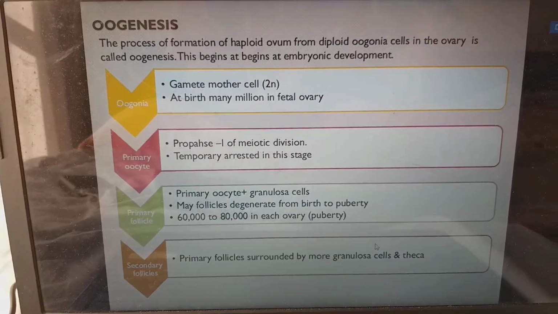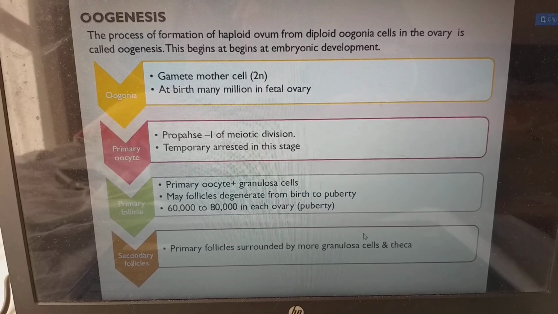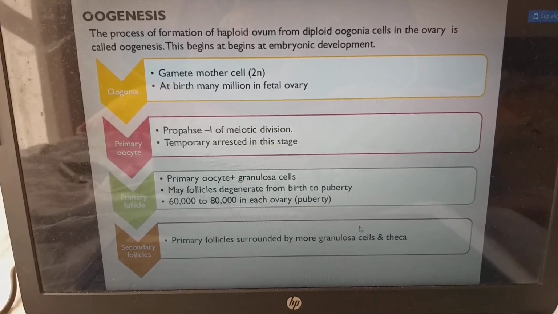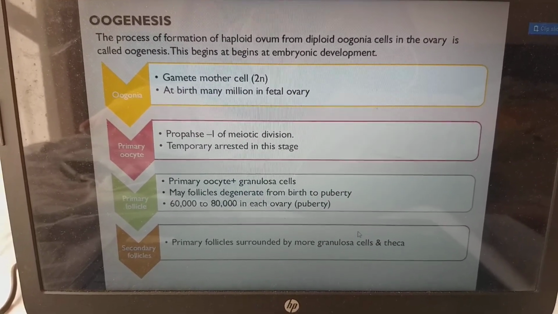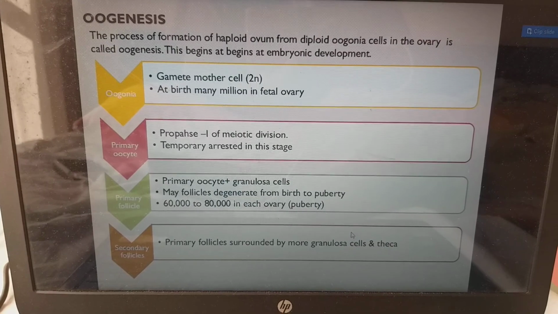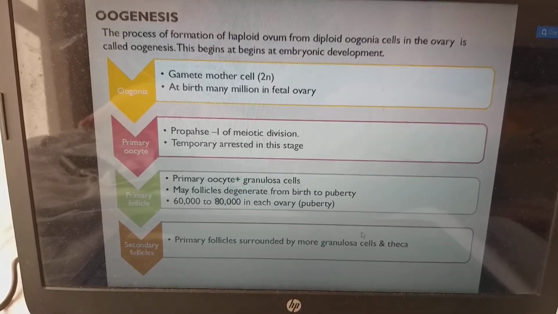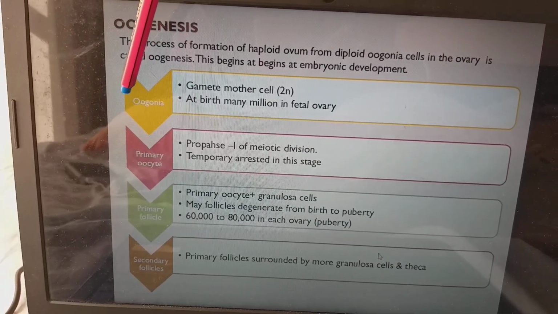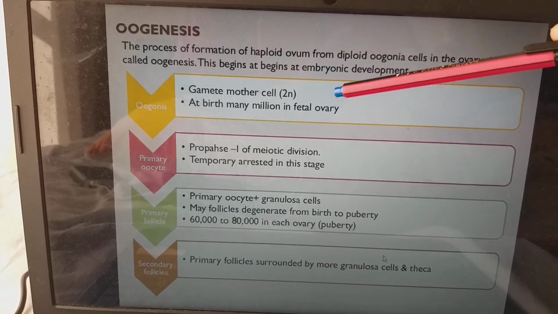Hello friends, now we are continuing with the human reproductive system and now our topic is oogenesis, which is a part of gametogenesis. The process of formation of haploid ovum from diploid oogonia cells in the ovary is called oogenesis. This begins at embryonic development. So now we have the stages, and initially we call the cells oogonia, which is a gamete mother cell which is diploid in nature.